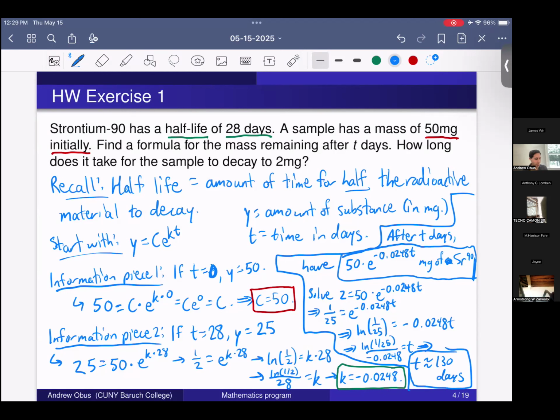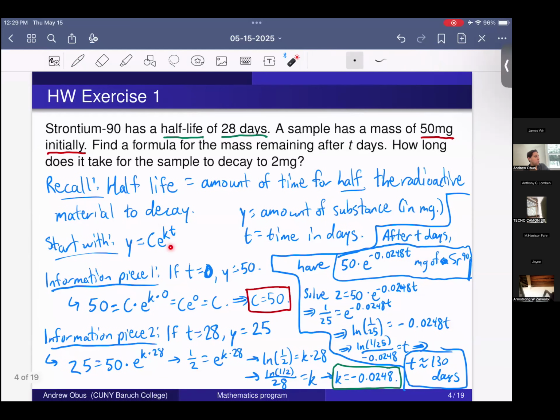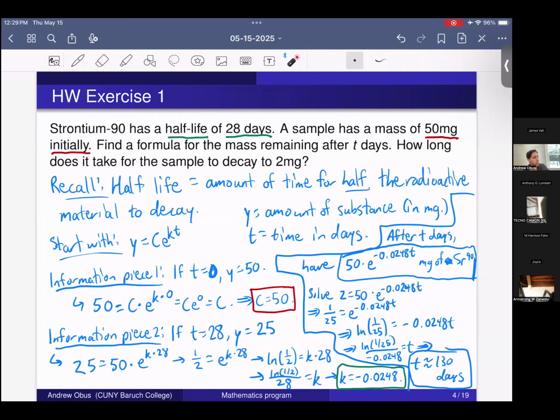So I apologize for a bit of the clutter on the slide. I wanted to get everything on one slide so we could see everything. But the point is, the way that you do this problem is always the same. You know the solution is y equals c e to the kt. You need to use the pieces of information in order to determine what is c and what is k. Once you know what c is and what k is, then you have your general formula. The amount of substance is 50 times e to the minus 0.0248 t. And then you can answer any question you want about how much is left after a certain time.